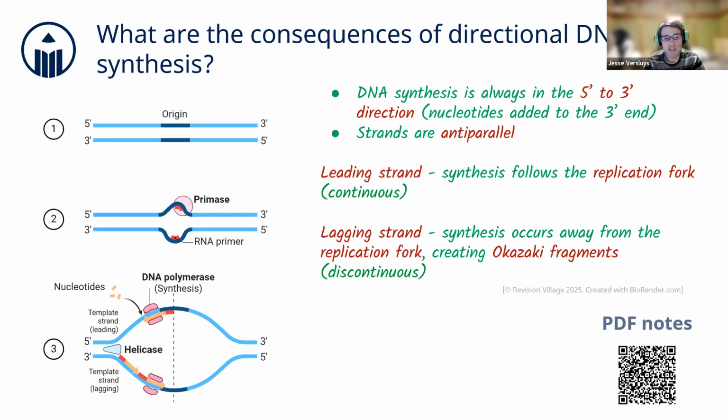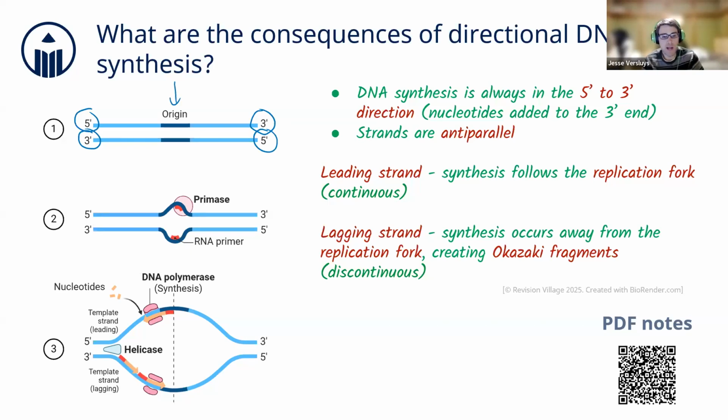Okay, what are the consequences of directional DNA synthesis? So far we've only been talking about how the actual process takes place, but we need to keep in mind that the two strands, even though they're identical to each other, are anti-parallel. So they're moving in different directions, where we have a 5' end and a 3' end for both of the strands. So the upper strand and the lower strand in this case. The origin is going to be the point where replication begins.